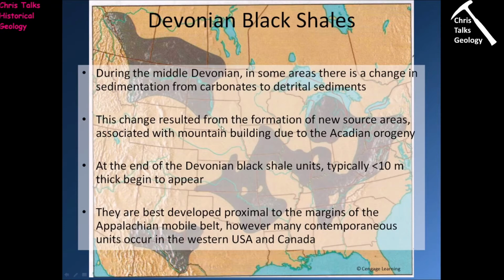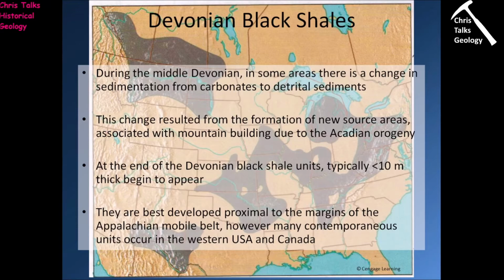Now, this change resulted from the formation of new source areas associated with mountain building due to the Acadian orogeny. So along what is now the modern-day east coast of North America, we end up having the Acadian orogeny that produces high ground. High ground gets eroded, and that's going to produce large quantities of clastic sediments, which are obviously going to be deposited into the Kaskaskia Epiric Sea.